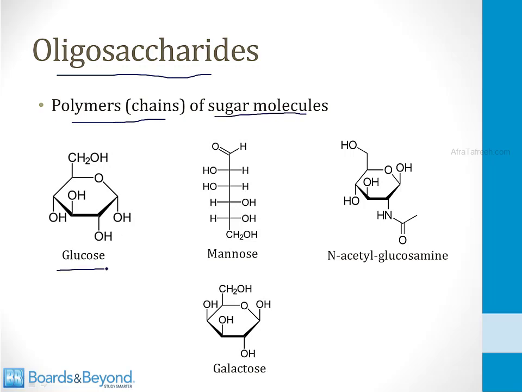So you may know that glucose is a sugar molecule, but so is mannose, so is galactose, and so is N-acetylglucosamine, whose structure is shown here. It's called N-acetyl because it has this group added on to a glucose molecule. So all of these are types of sugars, and if you link them together, you can form an oligosaccharide. A very long chain would be called a polysaccharide, but a short chain is called an oligosaccharide.